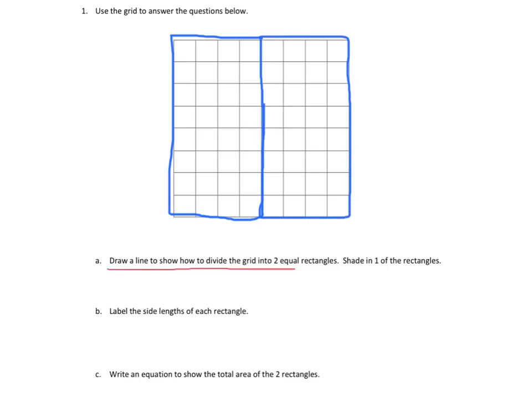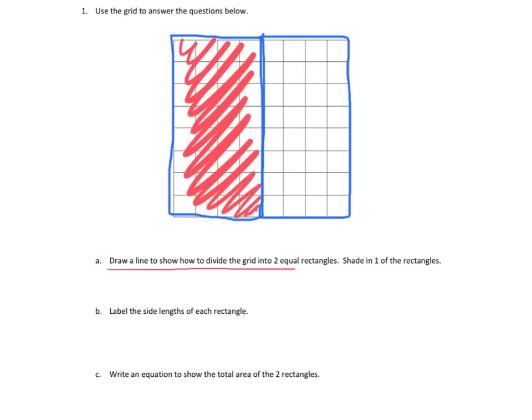Let's do that. This question says, use the grid to answer the questions below. Step A says, draw a line to show how to divide the grid into 2 equal rectangles. That's kind of what I just modeled in the previous slide. So we're going to do that, right here. There. I just created 2 rectangles, and they're equal-sized rectangles as well. Now it says shade in 1 of the rectangles. So let me do that now. Good enough.